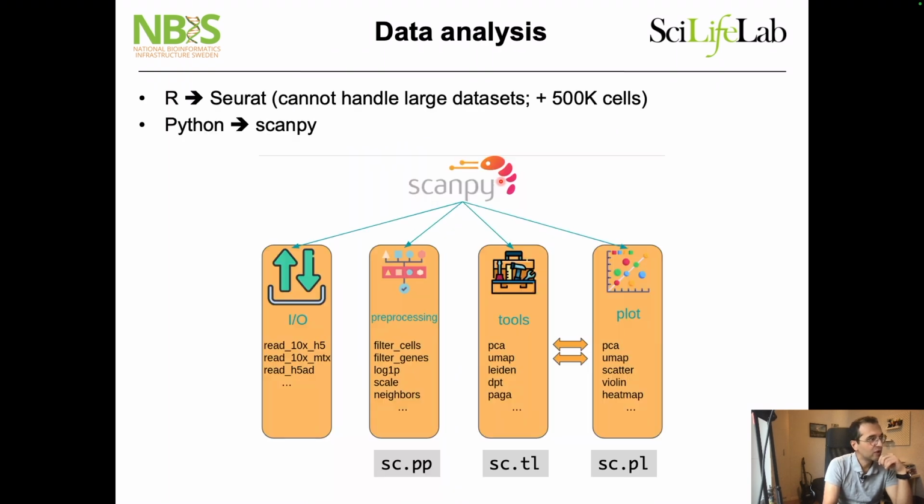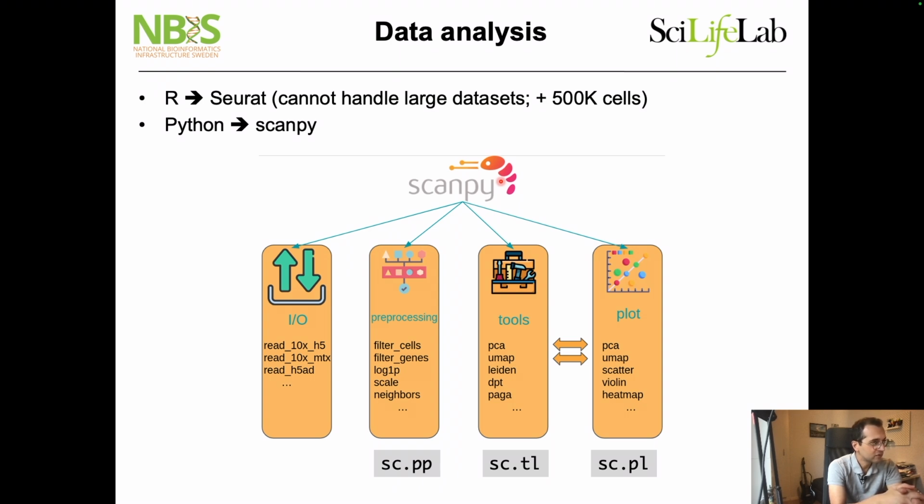All the analysis that we do can be done with different tools depending on your environment of interest. You can either use R, which uses Seurat. The problem there is that there's a limitation in the number of cells that you can load. I have heard that with Seurat version 5 you can go up to 1 million, but I haven't tested it myself. But an alternative is to use Scanpy in Python, which can apparently handle many more cells.